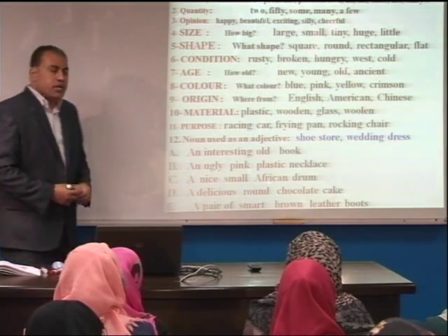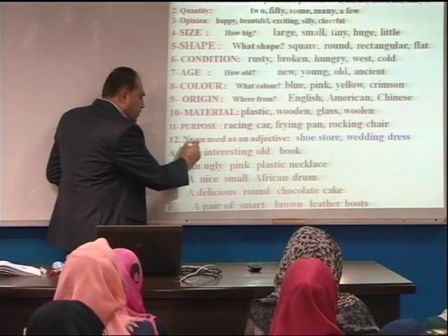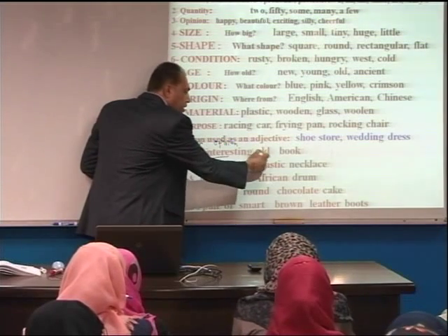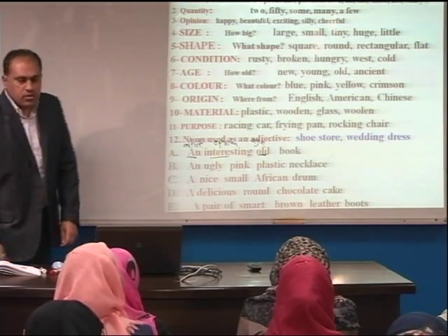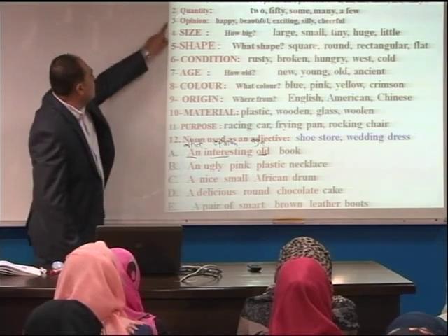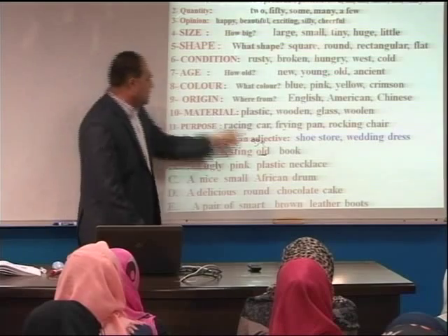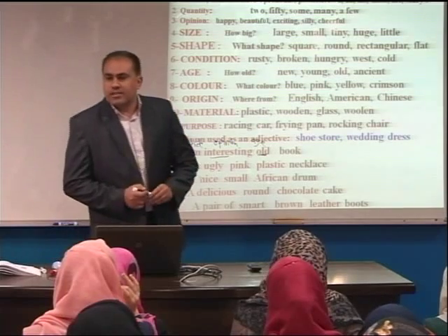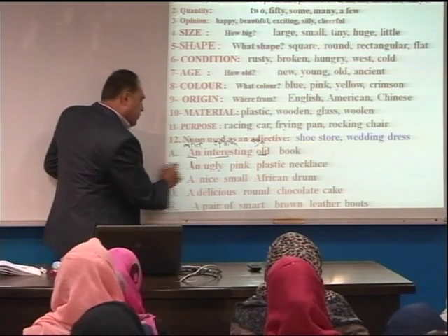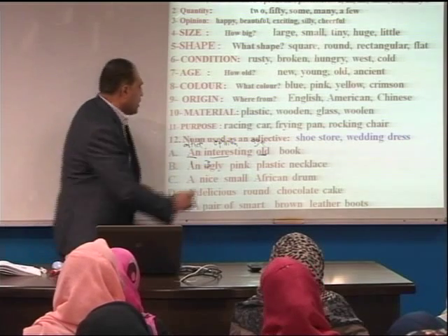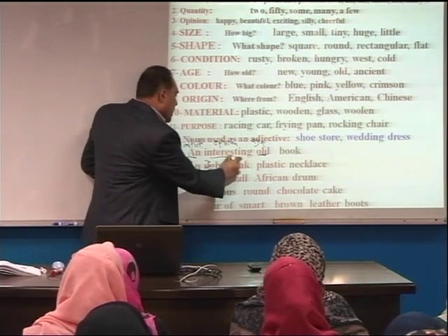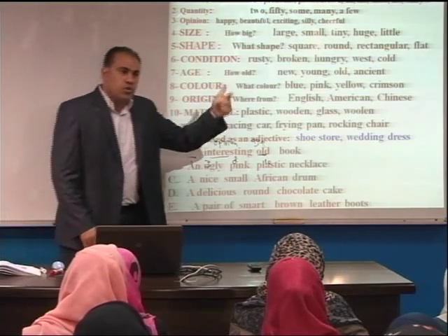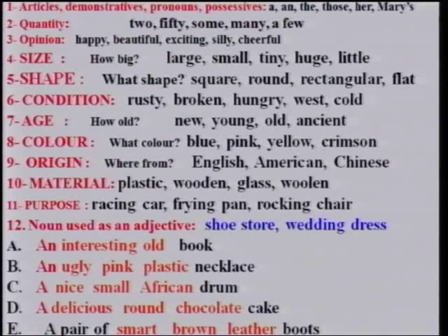So for example, an interesting old book. What is the order here? This is an article. Interesting, opinion. The age, old, age. So it's number 1, 3, and 7. Is that right? Yes. Let's see. An ugly pink plastic necklace would be something like number 1. Ugly is number 3. Color number 8. And number 10 is the material. So we have an article, opinion, color, and material. Generally, this is the order.